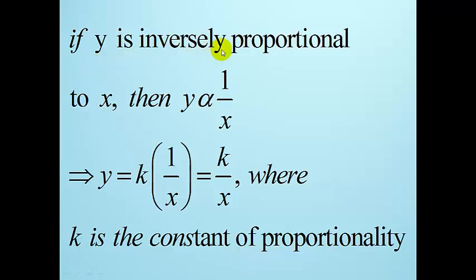Now, if y is inversely proportional to x, then it means that y varies as 1 over x. That is inverse variation. When we introduce the constant of proportionality k, the variation sign now changes to equal to. So we have y equals k times 1 over x. And k times 1 over x will give us k over x, because k times 1 is k divided by the x. So y is equal to k over x, where k is the constant of proportionality.